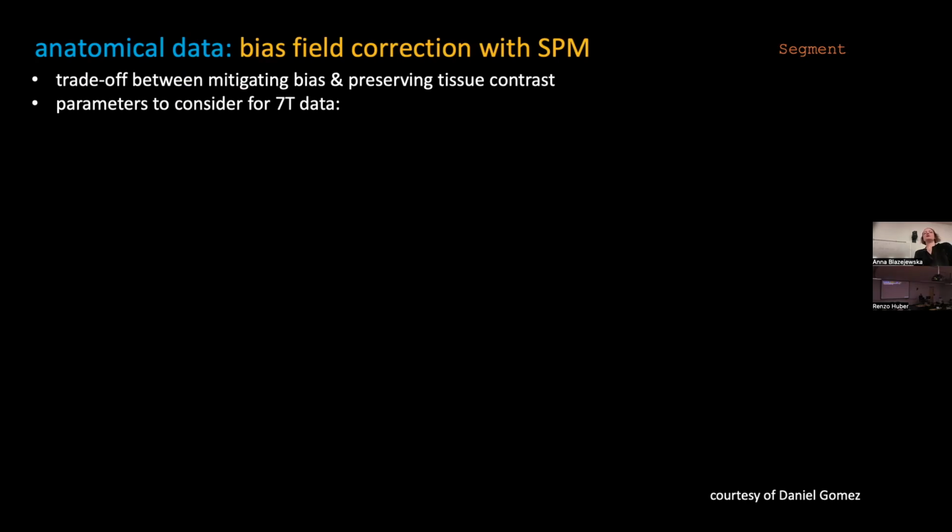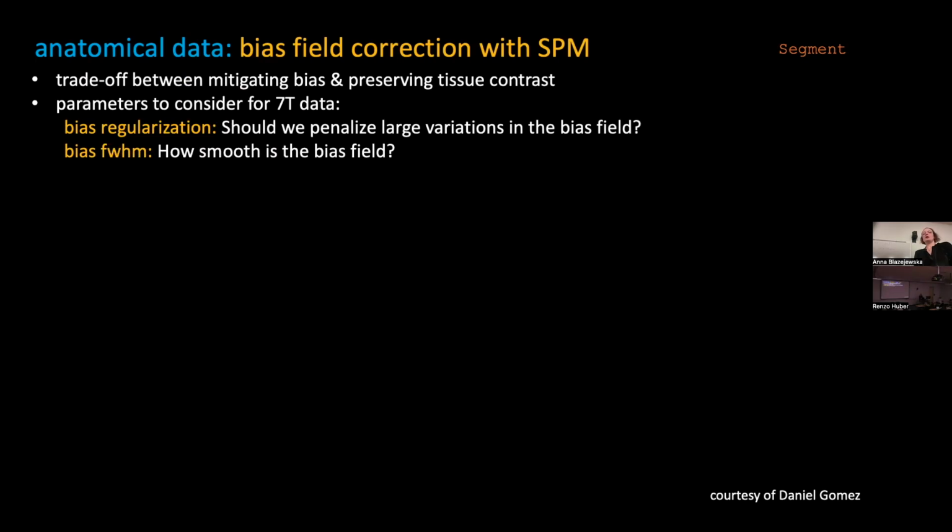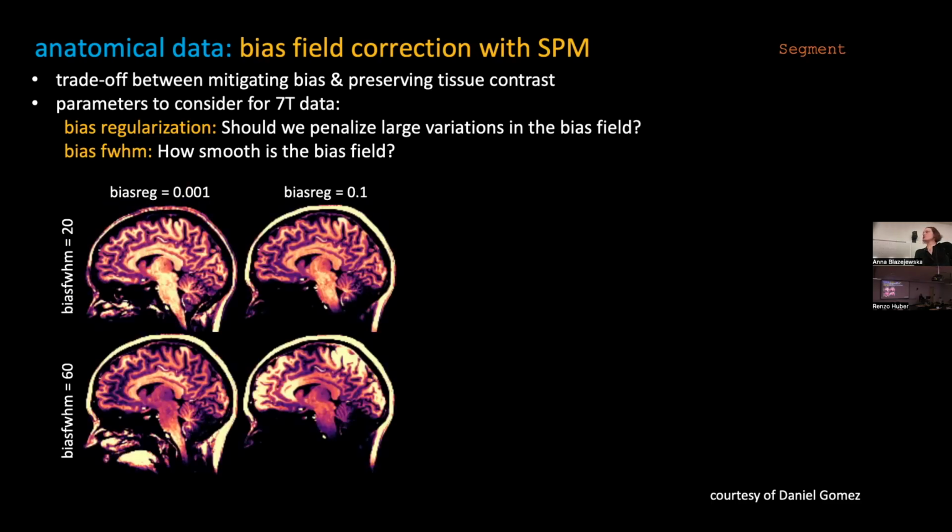And so this is work by Daniel Gomez, John's former postdoc here. Daniel actually looked into different parameters and whether we could optimize them for our specific 7T data. And there are 2 parameters that were crucial for that. That's bias regularization and bias smoothness. Now, if you can see these 4 images here at the bottom row, we have the bias smoothness of 60. I believe that's the lowest value that is accessible through the graphical interface. So if you want to make it lower than that, you have to use scripting.